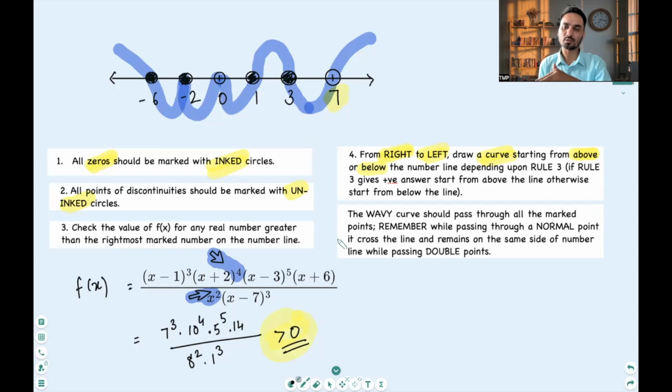to find if it is positive or negative. If the value is positive, we start drawing a curve from above the number line. If the value is negative, we start drawing the curve from below the number line. And the curve passes through the simple points, and whenever it reaches a double point, it stays on the same side of the number line. Next, whenever the curve is above the line, we mark that area as positive. And when it is below the number line, we mark that area as negative. So we have 3 positives and 4 negative areas.